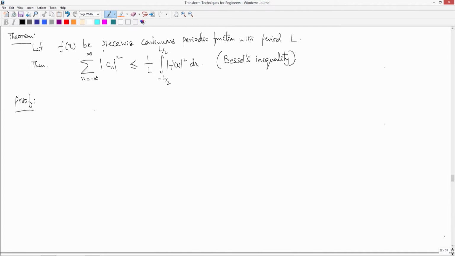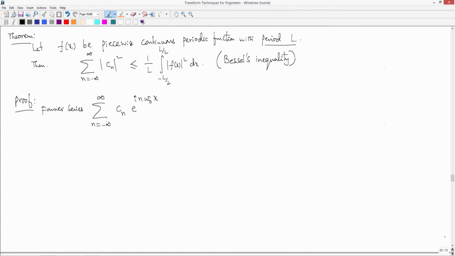So we start with the Cn's as complex Fourier coefficients, so you have the Fourier series. The Fourier series is the sum over n from minus infinity to infinity of Cn e power I n omega naught x, where omega naught is 2 pi by L, because the signal is of period L. So this is your Fourier series.